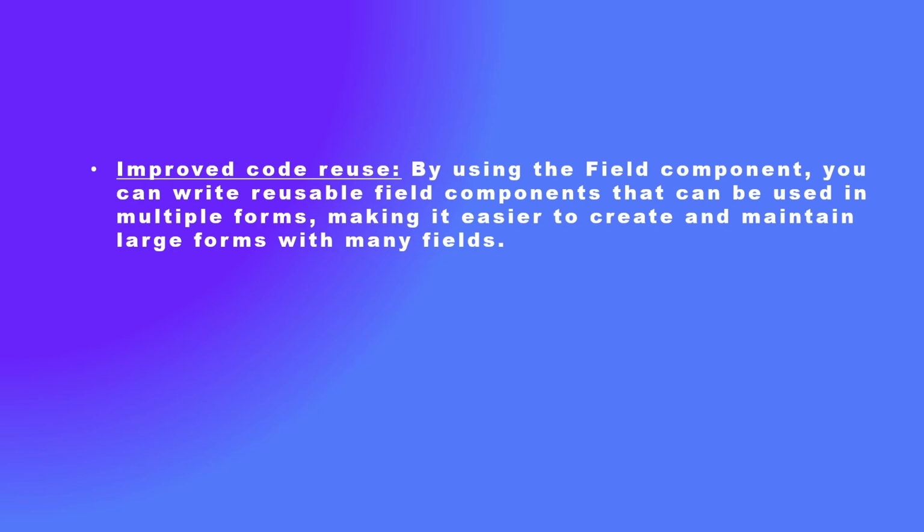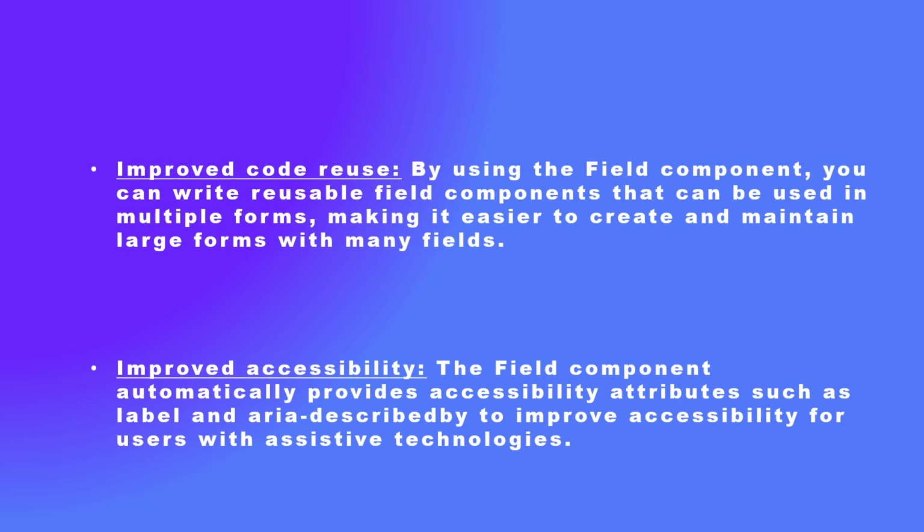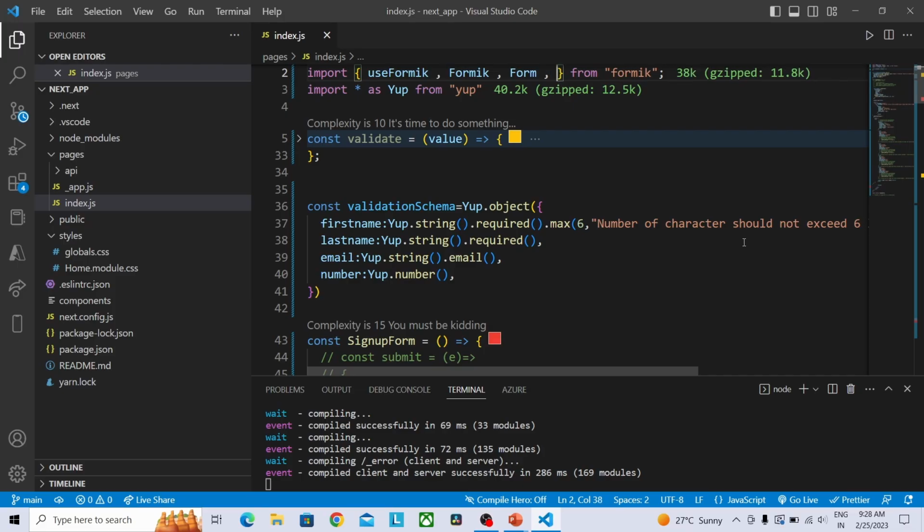Next, improved code reusability. By using field components, you can write reusable field components that can be used in multiple forms, making it easier to create and maintain large forms with many fields. And we can improve the accessibility of the forms. The field component automatically provides accessibility attributes such as label and aria-describedby to improve accessibility for users with assistive technologies. First of all, I'm going to import the field.